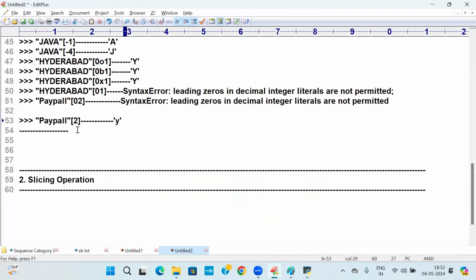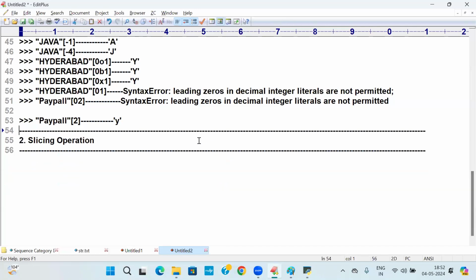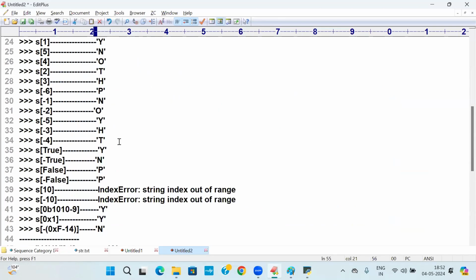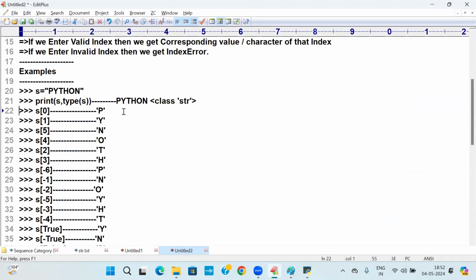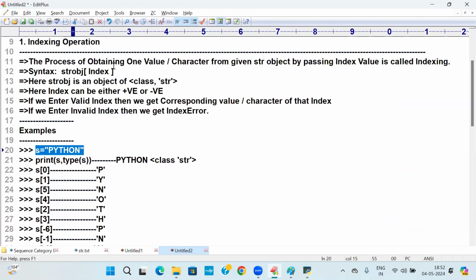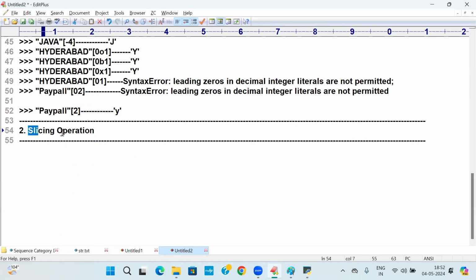So will you answer like this any time if they are asking? Fine. This is about which concept? Indexing. Now I am entering into slicing. Shall I go for slicing? Indexing will give you one value at a time. That is called the indexing concept. Now I am entering into slicing.